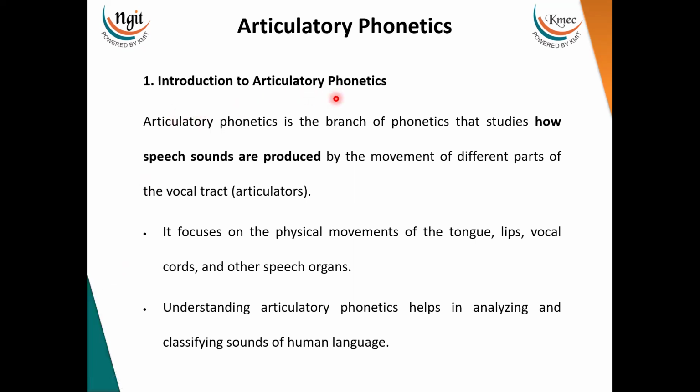Introduction to articulatory phonetics. Articulatory phonetics is the branch of phonetics that studies how speech sounds are produced by the movement of different parts of the vocal tract. And different parts of this vocal tract, we mention them as articulators. They are called articulators. So it focuses on the physical movements of the tongue, lips, vocal cords, and other speech organs. Understanding articulatory phonetics helps in analyzing and classifying sounds of human language.